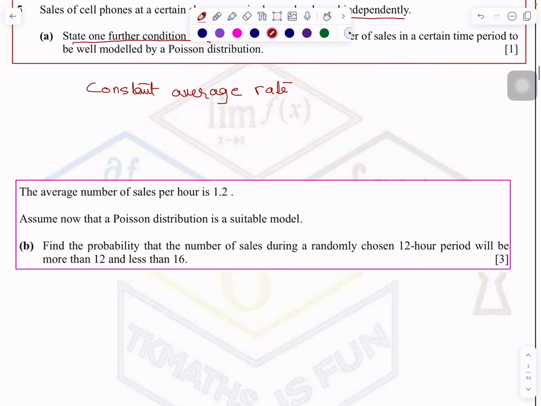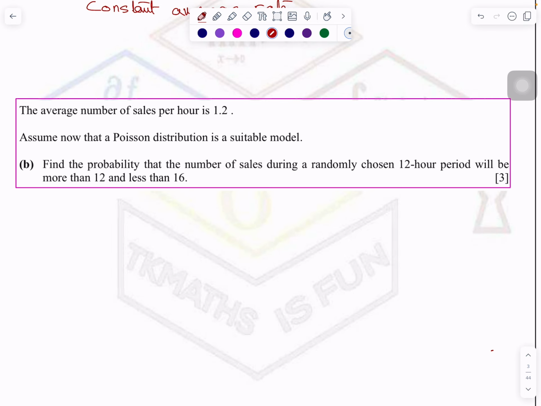The second part of the question: the average number of sales per hour is 1.2. As we know, in the Poisson distribution, if it is related to a time interval, then lambda is for a certain time period. Right now it is given for 1 hour. So if you see here, lambda is 1.2 for 1 hour. This is given to us. And we will see in the question whether the interval is the same or not. Otherwise, according to the interval, we will change the value of lambda.